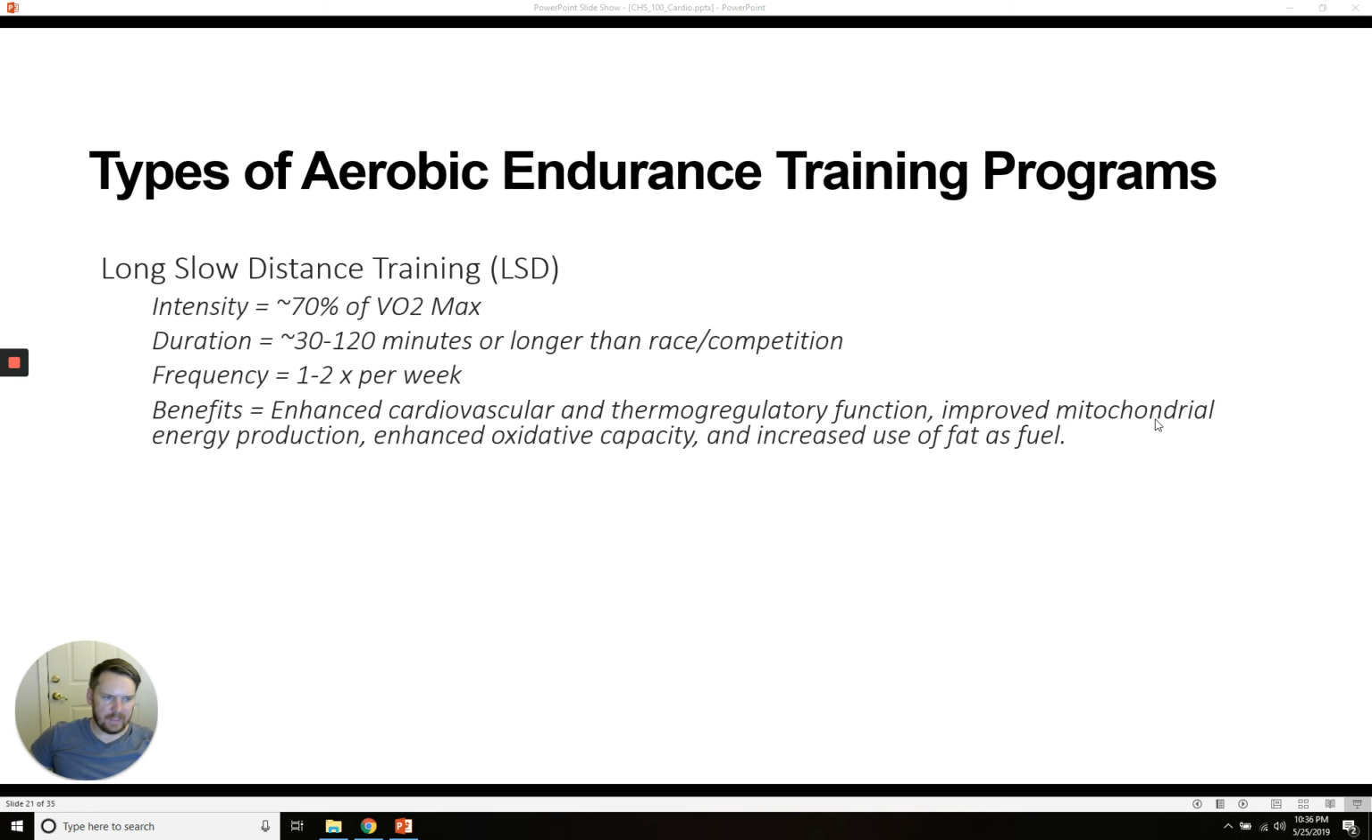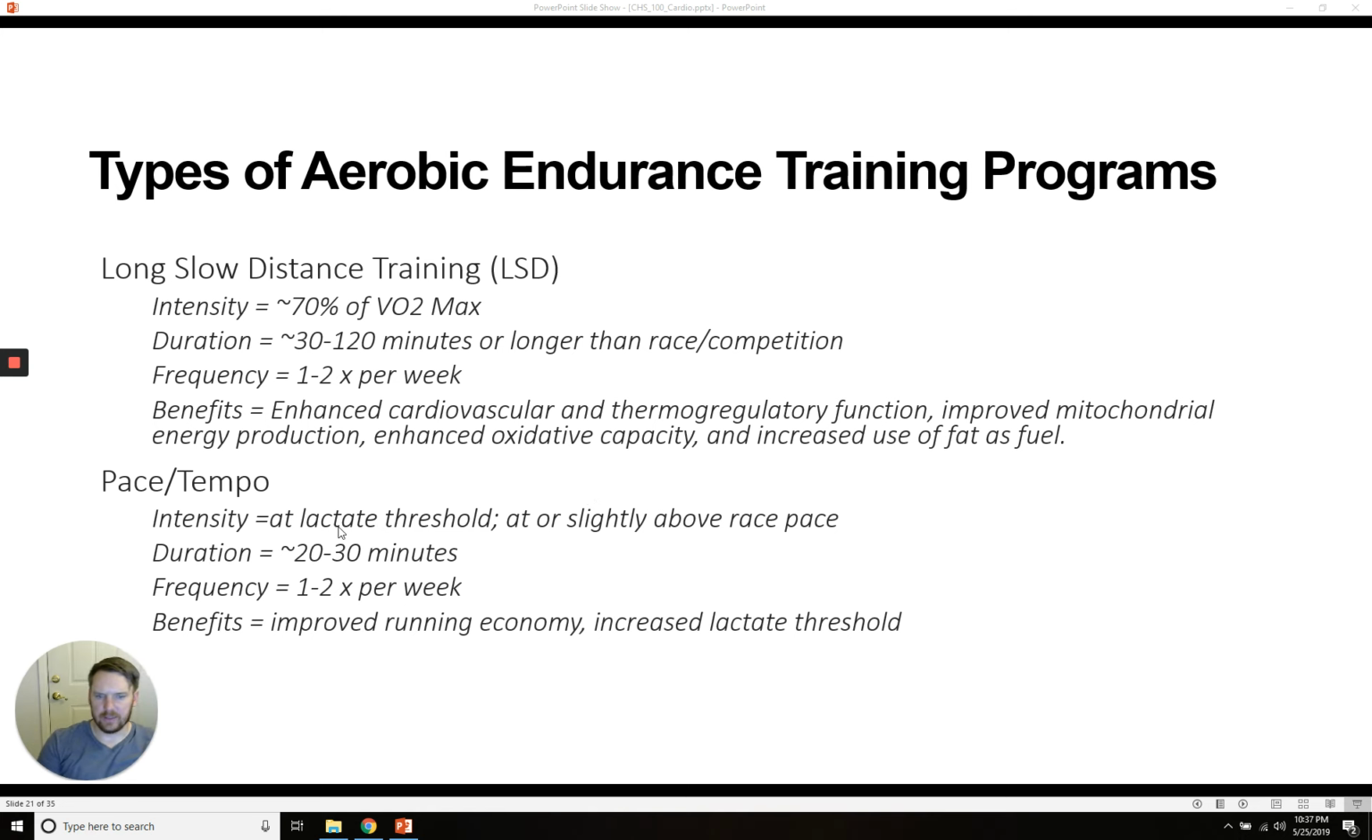One of the main things that stands out here is the mitochondrial energy production. Long slow distance training is very good for increasing mitochondrial density. And the mitochondria is where fat metabolism occurs, so this is where the Krebs cycle occurs.